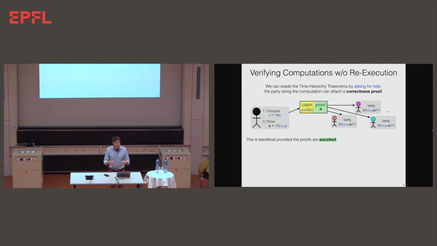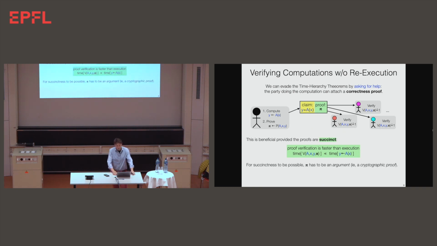And this is going to be useful for us as long as the proof that we produce is so-called succinct. This is an adjective that we use in cryptography to denote the following property: that the time to verify a computation through this proof is much shorter than the time to execute the computation itself. Okay?